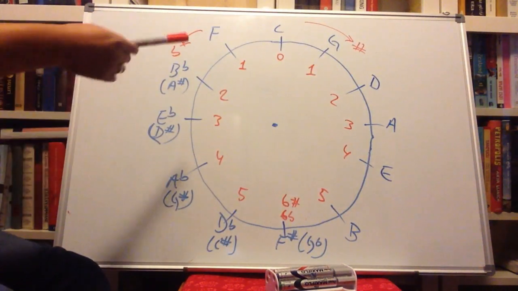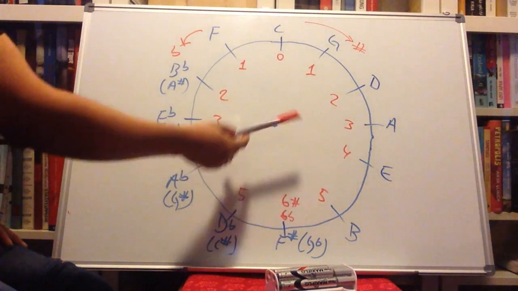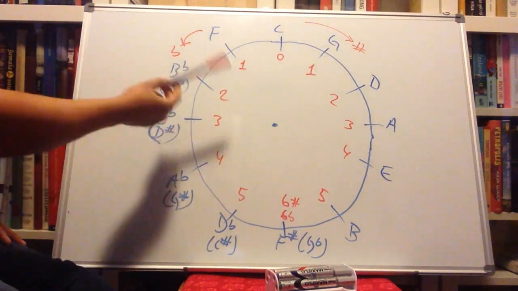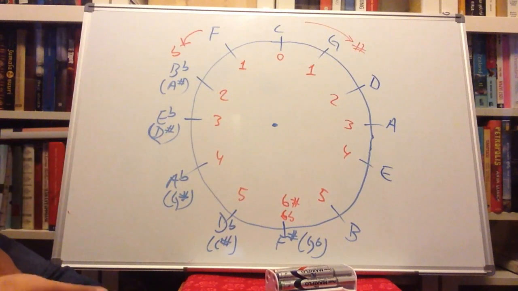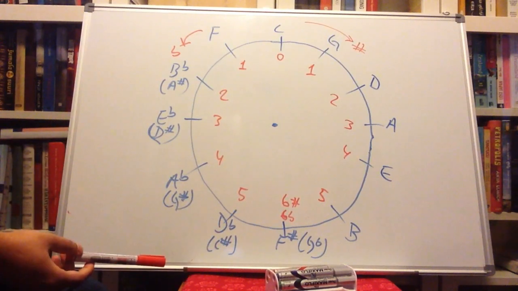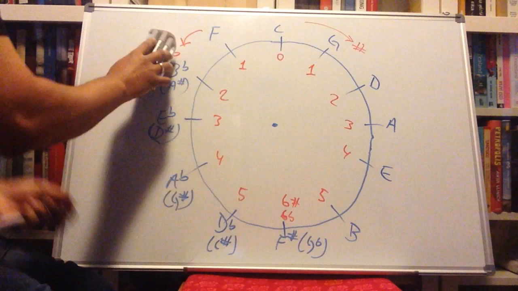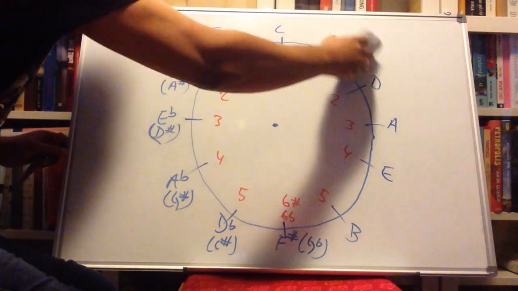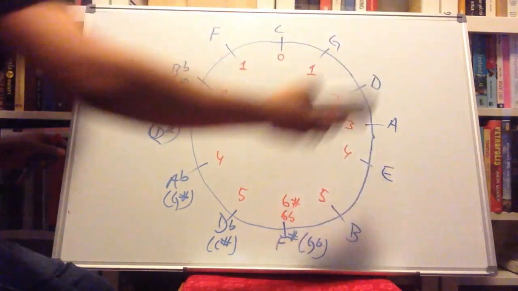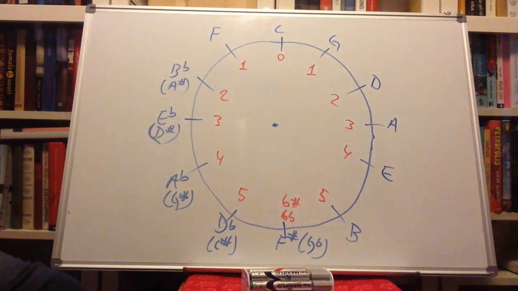Now we know the numbers, how many sharps or flats any key has. Now we have to know what those sharps and flats are, right? For that, you have to remember a bunch of alphabets.